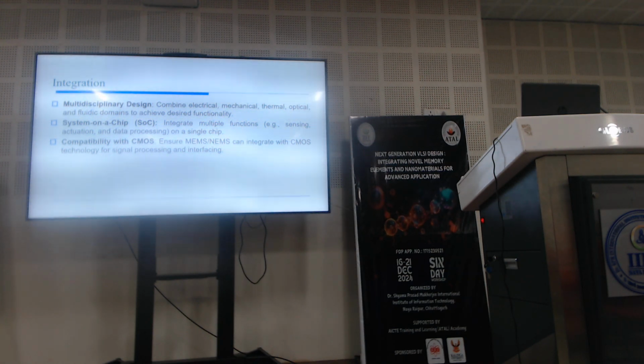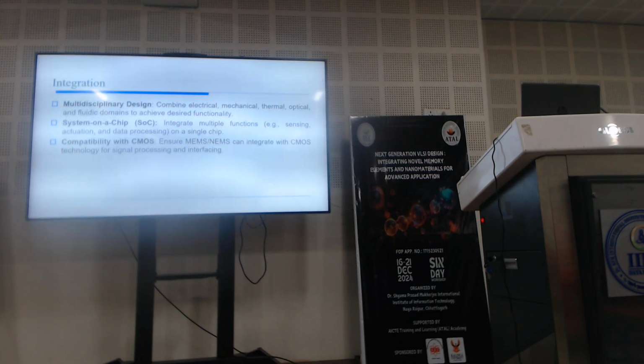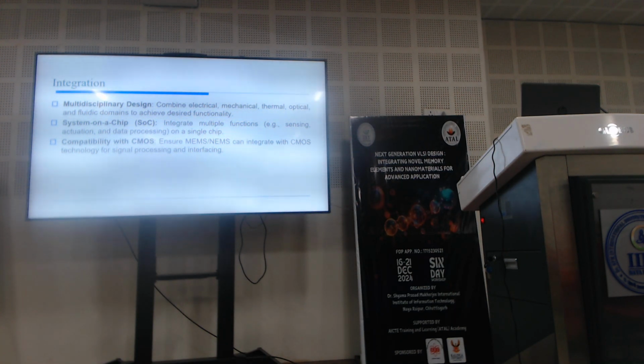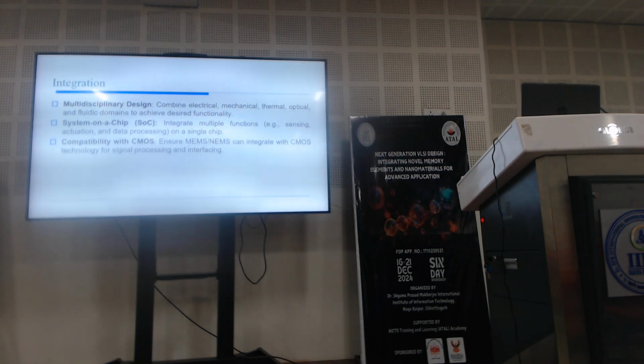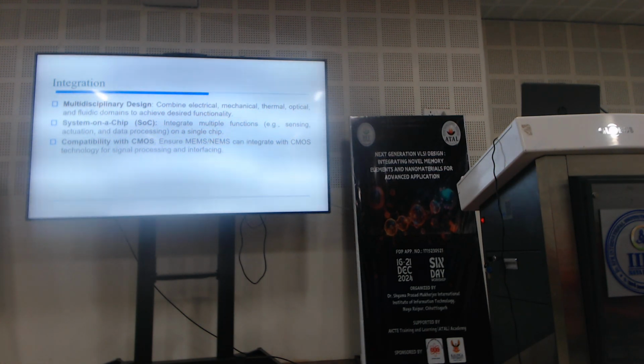And the next one is system on chip. That integrates multiple functions in one chip, so we can easily miniaturize our MEMS device. In that, sensing, actuation and data processing should all come together. When we have the IC, we can get the readout output directly.